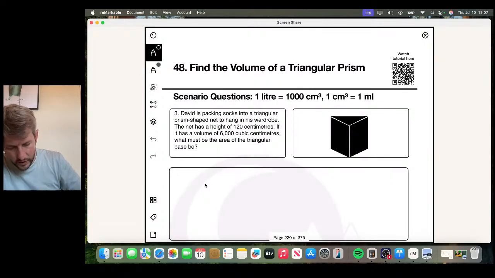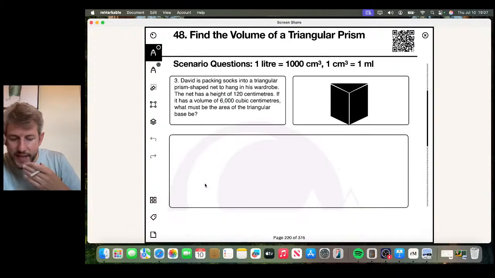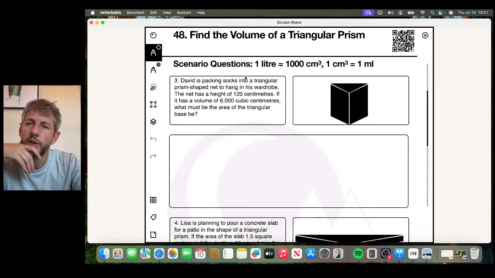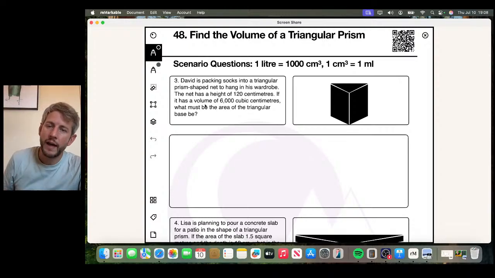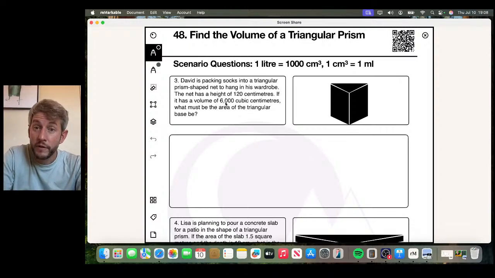Okay, right, here we go. David is packing socks into a triangular prism-shaped net to hang in his wardrobe. The net has a height of 120 centimeters. If it has a volume of 6,000 cubic centimeters, what must the area of the triangular base be?